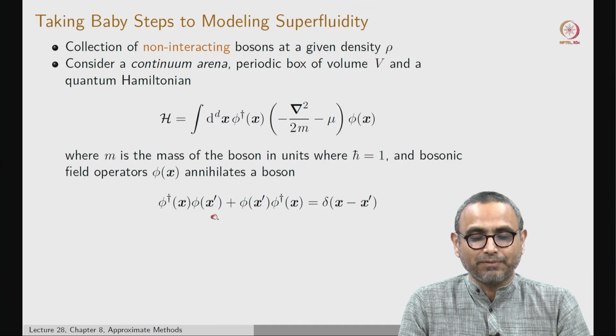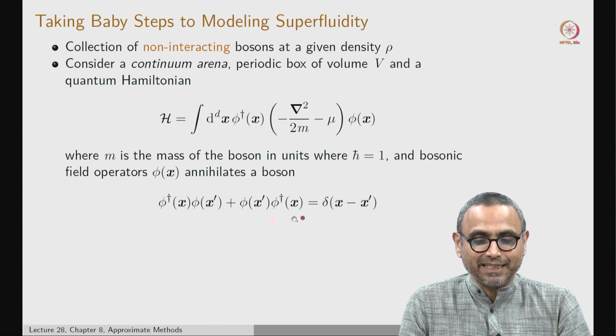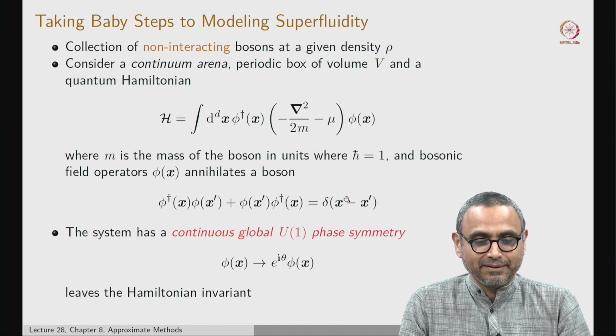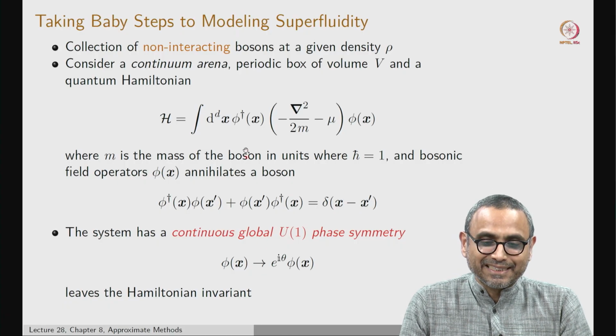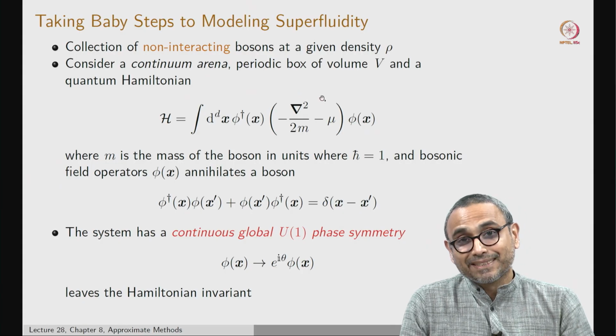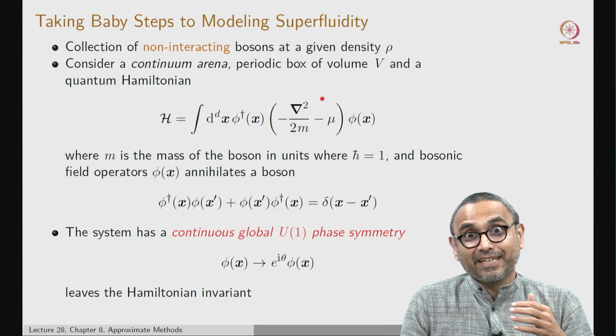So the boson commutation relationship has to be there, sorry, I am sorry, the commutation relationship of the boson has to be there, okay. So the important thing to note is that if you take this bosonic Hamiltonian, you will see that it has a global U1 symmetry.